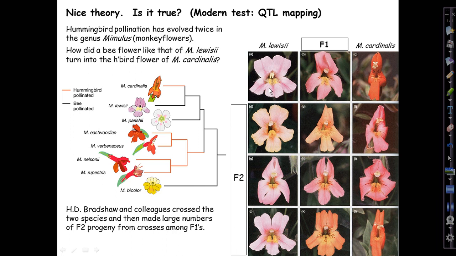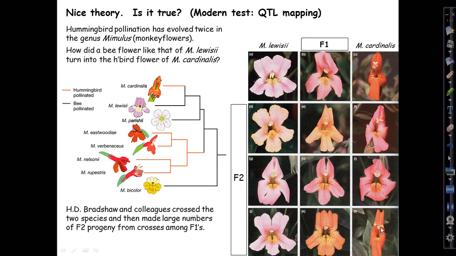So here's an actual photo of a typical lewisii flower close up. Looks like a bee-pollinated flower. And here's cardinalis. Looks like a hummingbird-pollinated flower. Here's the F1, amazingly halfway in between the two.